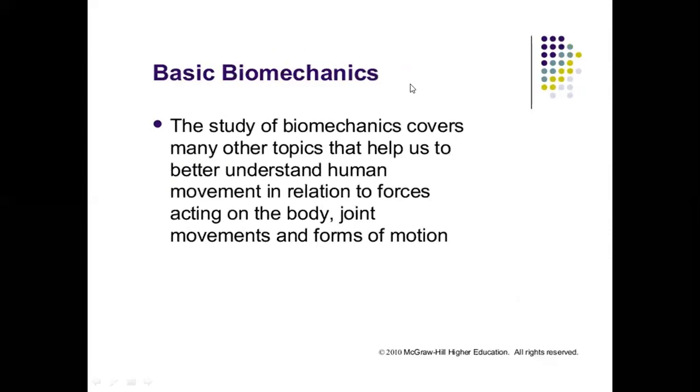Now, what is the importance of all these things in biomechanics? We cover all these topics to understand human movement in relation to the forces acting on the body, the joints, the muscles, and how the motion takes place. So this is all in this session.